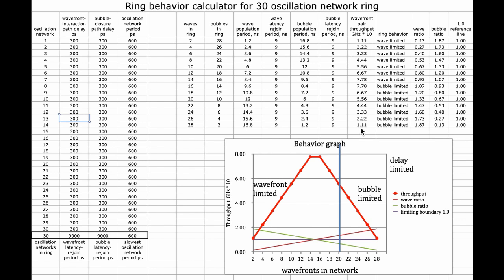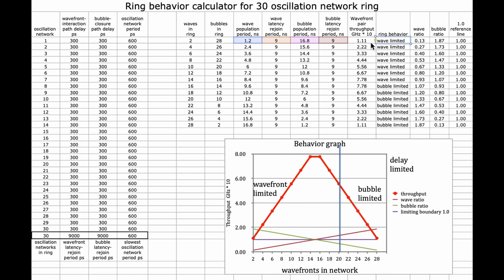Now this is the throughput. There's a calculation here that takes all of these numbers and calculates the throughput and also determines the behavior mode. And this is in gigahertz. But we multiply the gigahertz by 10 to get a reasonable graph down here. If we didn't multiply the throughput by 10, everything would be all jumbled up and it would be hard to read. So the multiplication by 10 is to make a reasonably looking graph.